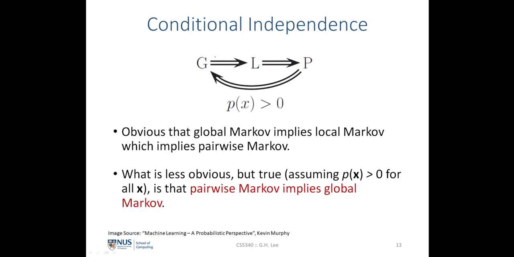But what is less obvious here, but it's also true, is that assuming that the distribution, any probability distribution, is more than 0, what this means is that the probability distribution cannot be equal to 0. We'll see later why this is so. For all x, the pairwise Markov property implies the global Markov property.